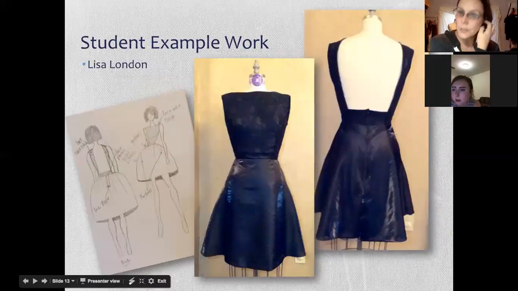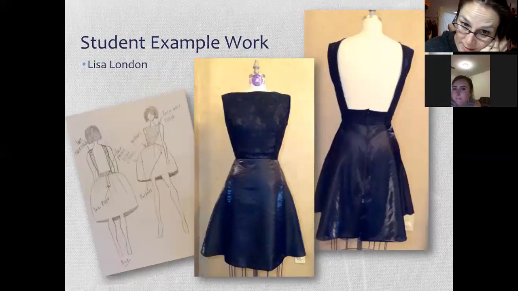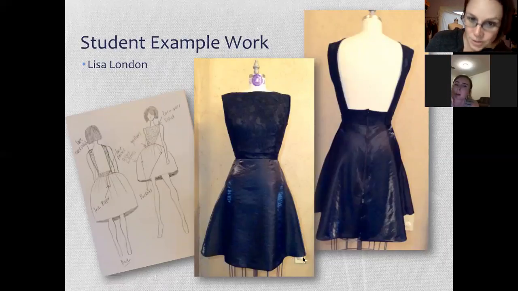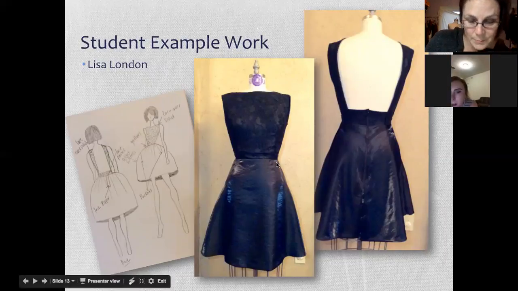This was another student, Lisa London. She did the flared skirt, which again was a basic pattern manipulation you did in half scale. In her front, she did a kind of boat neckline or straight across neckline. Otherwise, it finished at the armhole edges. It's kind of hard to see in the picture, but she just kept it as the waist darts.